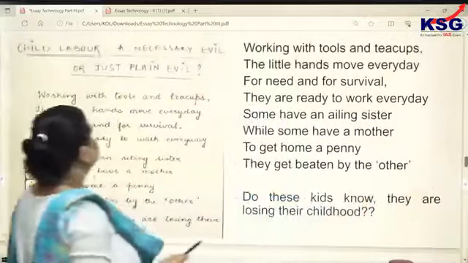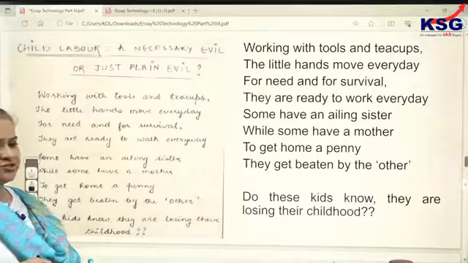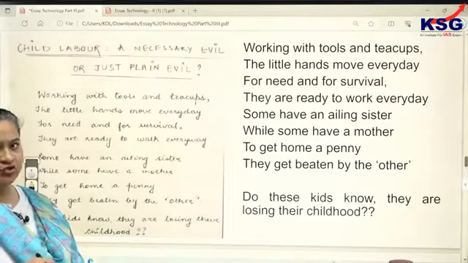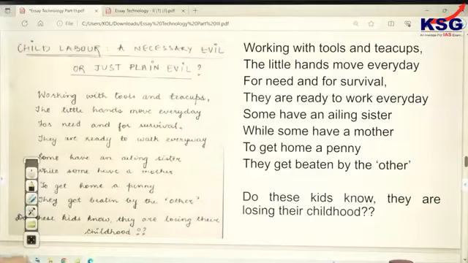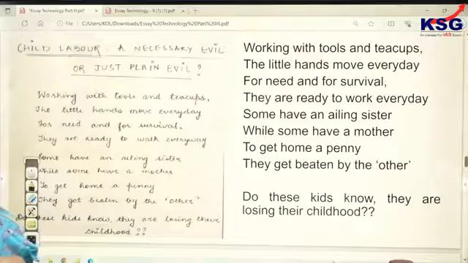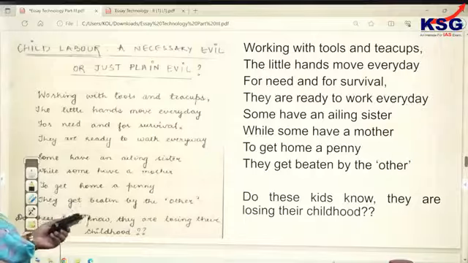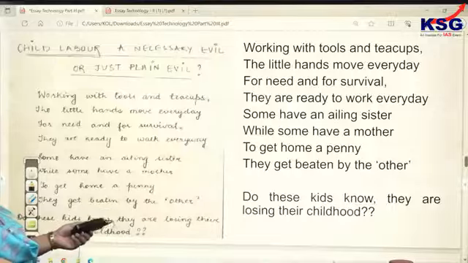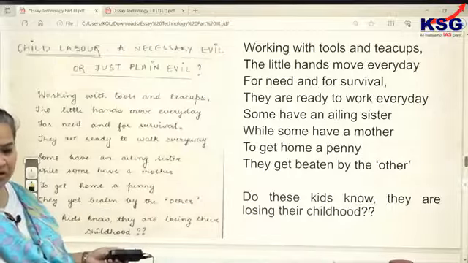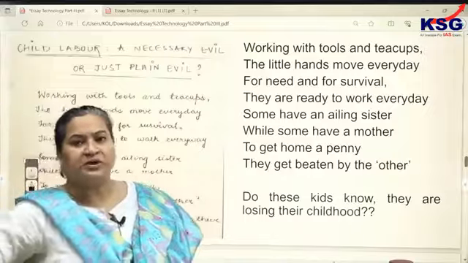Yeah, see this. So the topic was child labor, a necessary evil or just plain evil. And to this topic, what she has written? She has written, working with tools and teacups, the little hands move every day. For need and for survival, they are ready to walk every day. Some have an ailing sister, while some have a mother. To get home a penny, they get beaten by the other. Do these kids know they are losing their childhood? Question mark. Okay. So this is what you all can see. So it can also be self-created.